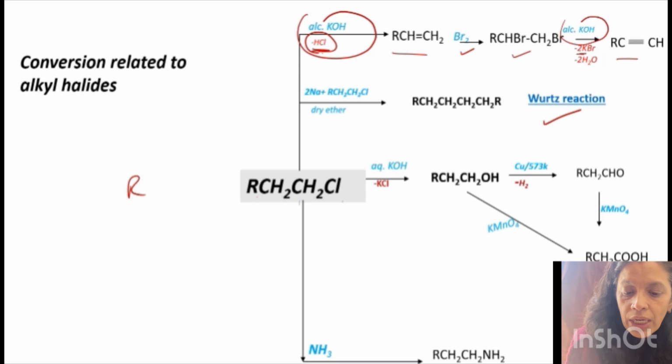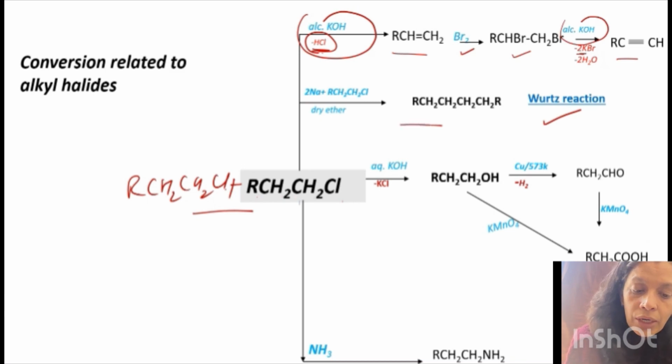So if you take any RCH2CH2Cl and add the same compound to it, they both get combined together in the presence of dry ether and sodium. So this is the Wurtz reaction. You can just double the hydrocarbon, like ethane can be converted to butane, propane can be converted to hexane. So you can just double the number of carbon atoms in it.